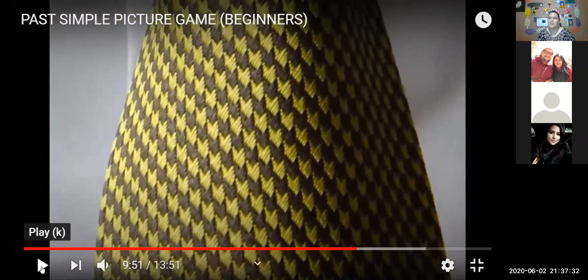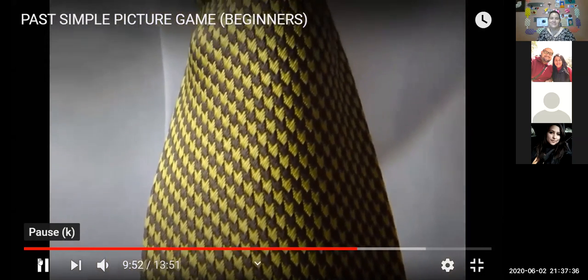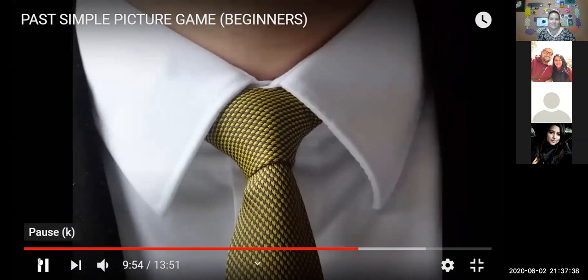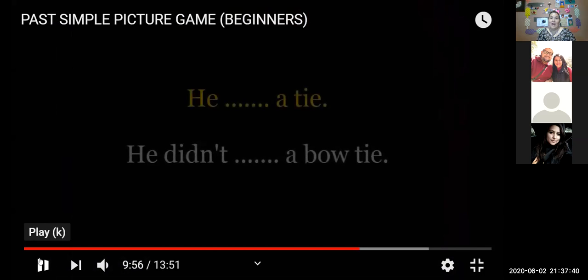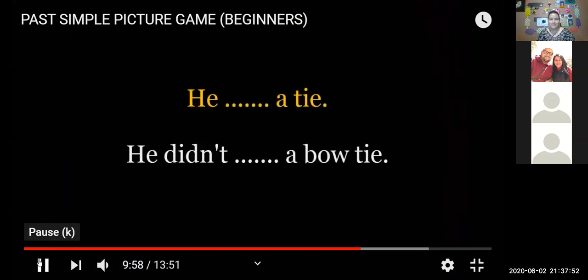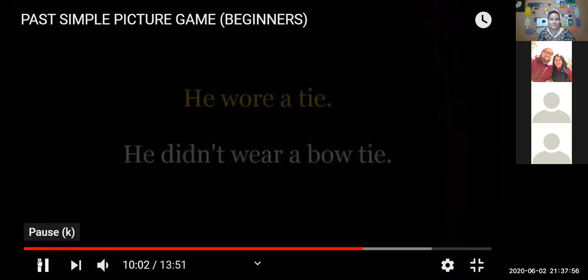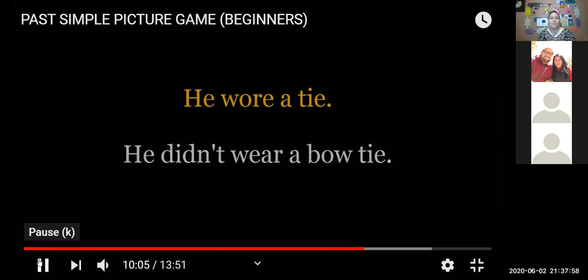What about this one? This was the bow tie and the tie. It's a tie. He wore a tie and he didn't wear a bow tie. Very good.